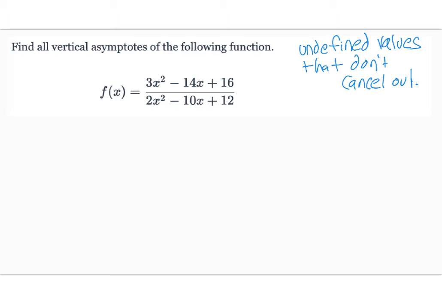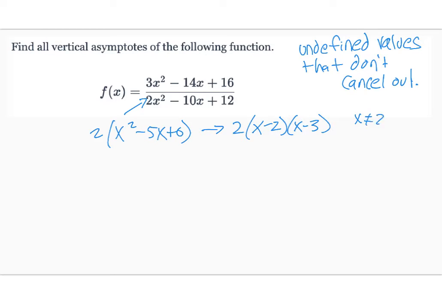So if I take a look at my terms here, we're going to do some factoring. I'm going to start by factoring the bottom. I can take a 2 out of all 3 pieces to make this a little bit nicer: x squared minus 5x plus 6. And that's going to end up as 2 times the quantity of x minus 2 and x minus 3. That means that x cannot equal 2 and x cannot equal 3. Those are my undefined terms. I've also got to factor the top of this and see if either one of those cancel out.